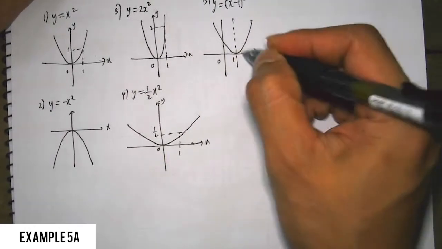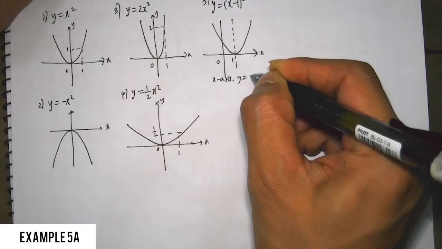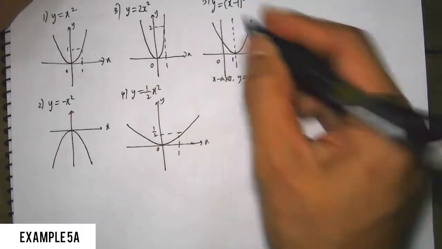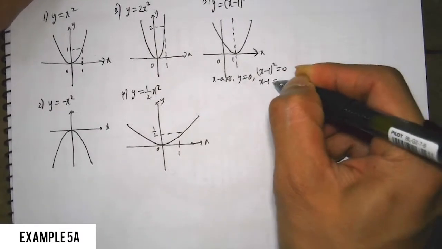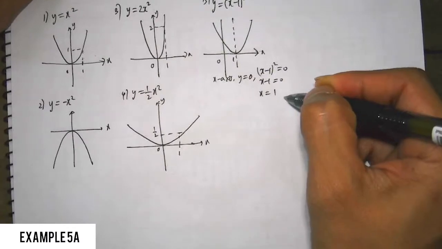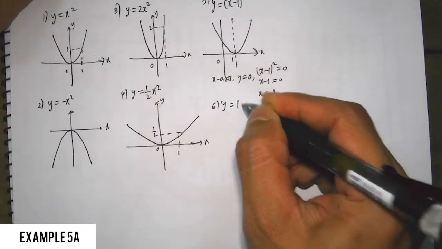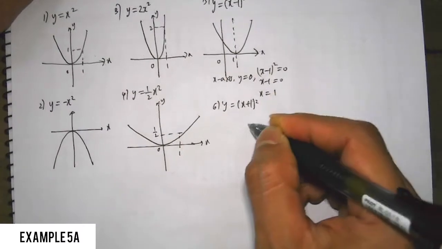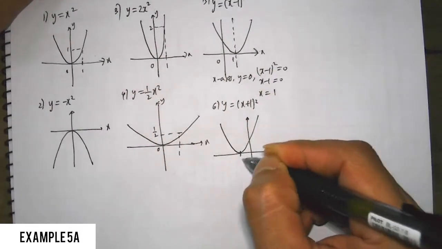How do you know? Very simple. You know at x, y is always 0. Now we take x minus 1 squared equals 0. When you square root 0, you still get 0. X should be what? 1. Now, number 6. What is the difference between this and x plus 1 squared? Now you move to the left by 1.